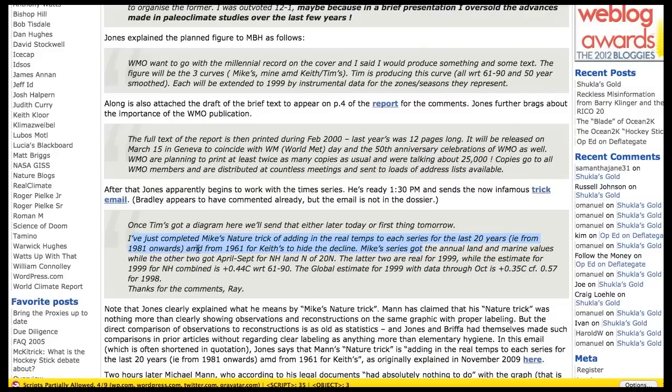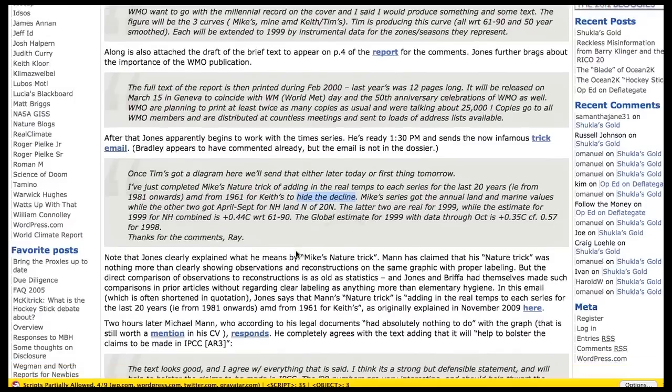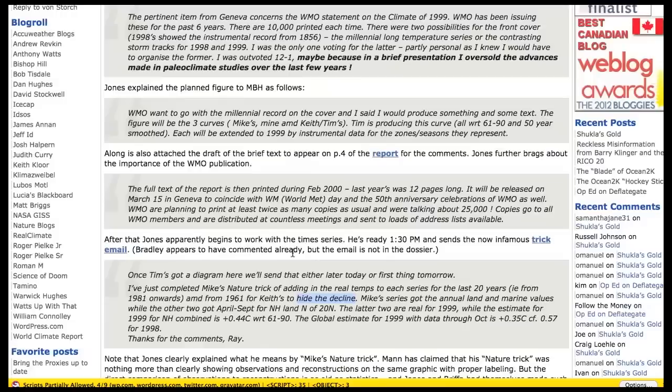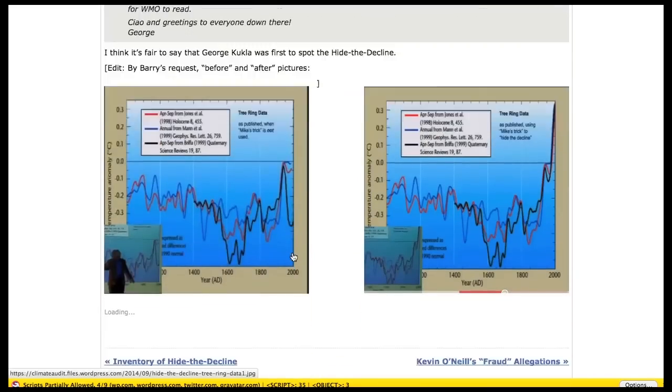From 1981 onwards, and from 1961 for Keith's, i.e. Keith Briffa's reconstruction, to hide the decline. And "hide the decline," you might remember, became a key phrase from the ClimateGate emails, which we have been explained many, many times. Well, that doesn't mean there was a decline in temperatures.